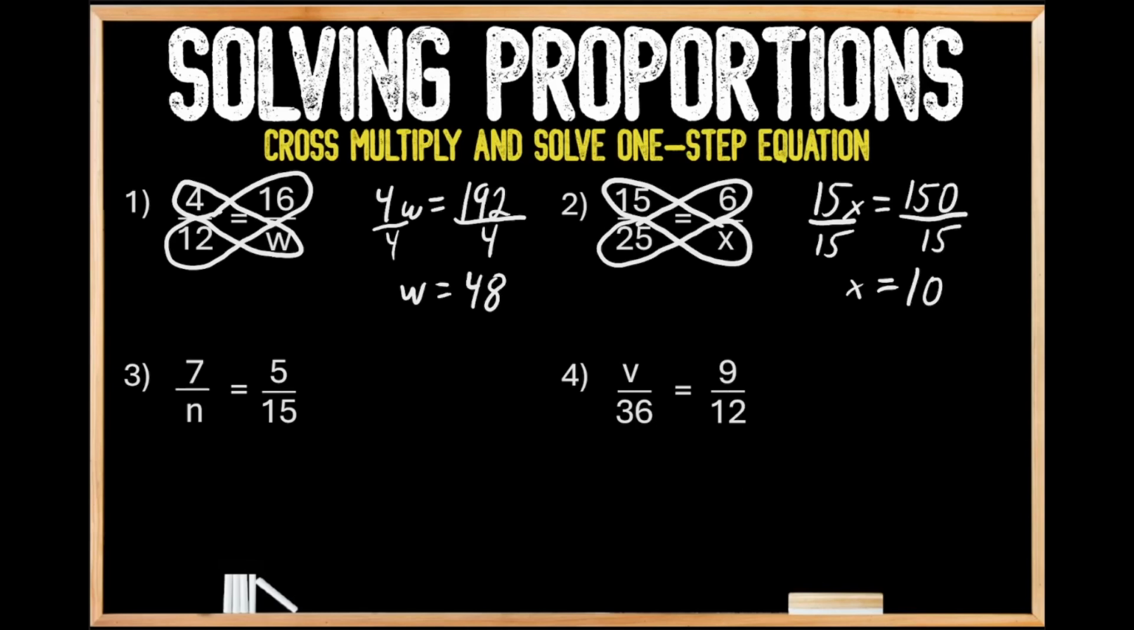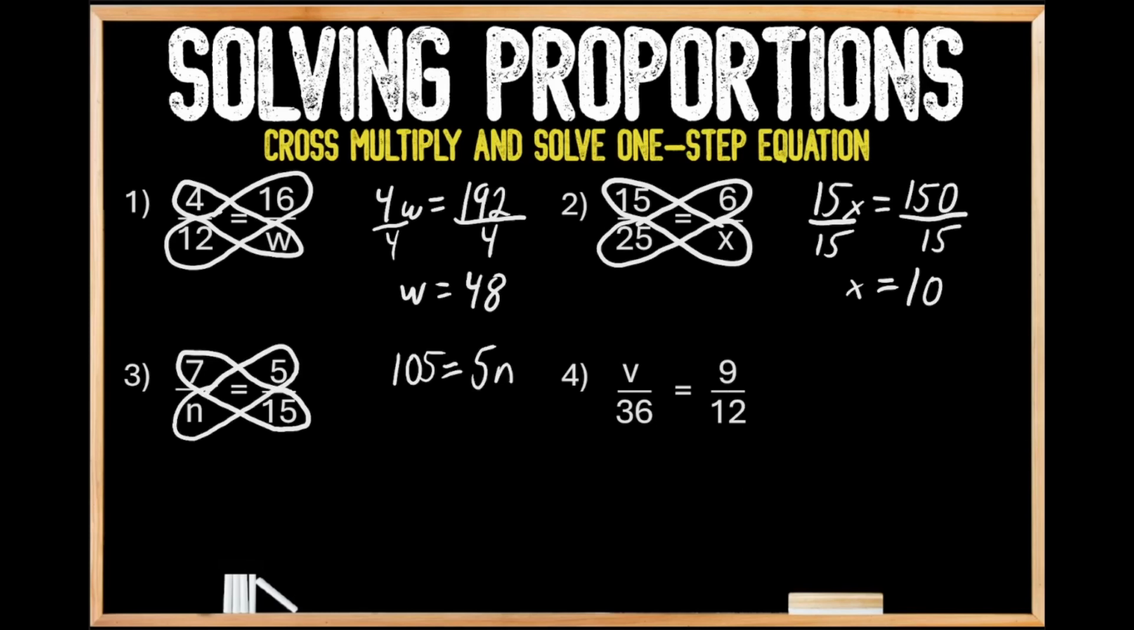Now moving on to question number 3, where this time we have an unknown value which is represented by the variable n, and we're going to solve for n by first cross multiplying. So first we're going to multiply 7 times 15, which gives us 105. Then we're going to put our equal sign and we're going to cross multiply once again. So we're going to multiply 5 times n, which gives us 5n.